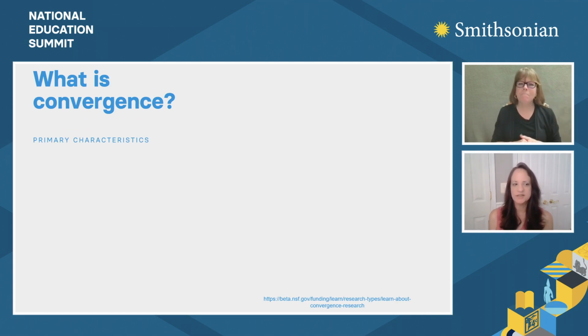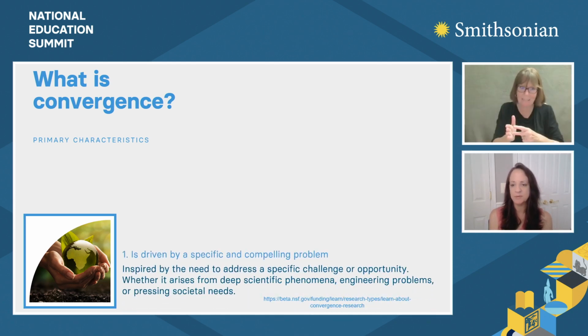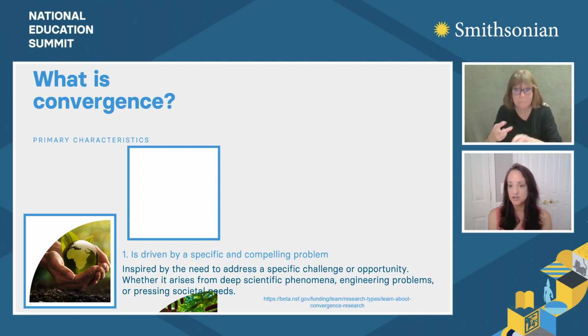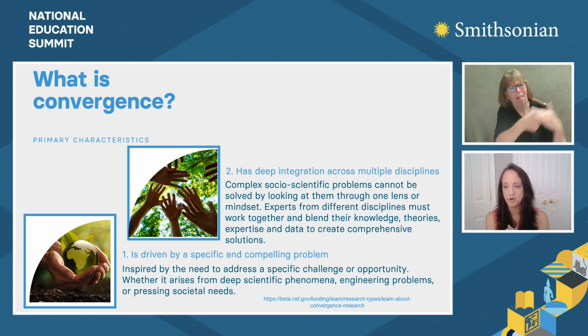So what is convergence? We're going to look at 3 primary characteristics that actually came from the National Science Foundation when they were defining convergence. The first is that convergence is driven by a specific and compelling problem. It's inspired by the need to address a specific challenge or opportunity, whether it arises from a deep scientific phenomenon, an engineering problem, or a pressing societal need. So researchers engage in convergence research based on these specific compelling problems.